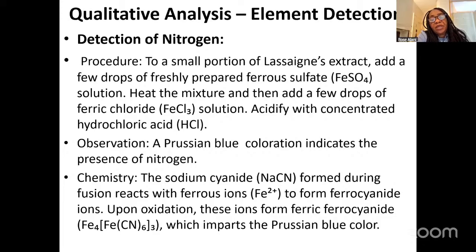The chemistry behind this is that sodium cyanide formed during fusion reacts with ferrous ions to form ferrocyanide ions. Then upon oxidation, these ions form ferric ferrocyanide, which imparts the Prussian blue color.